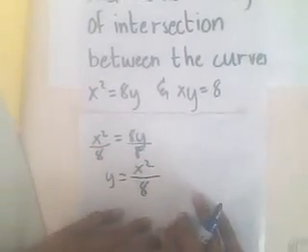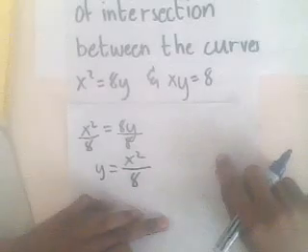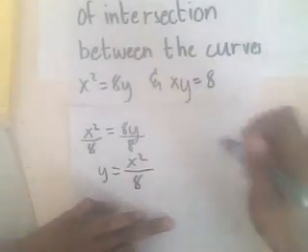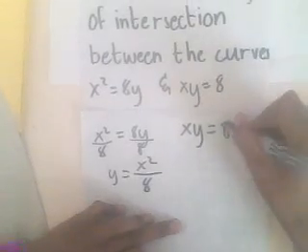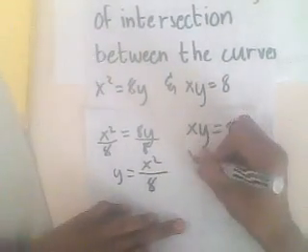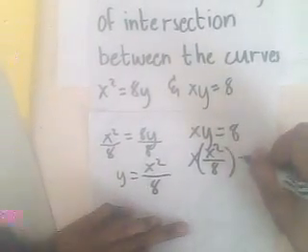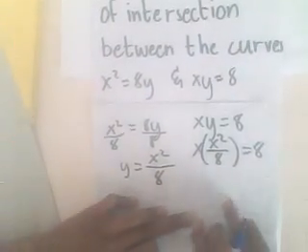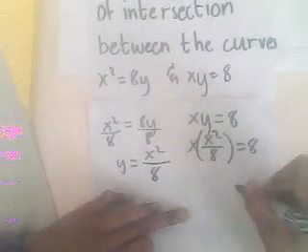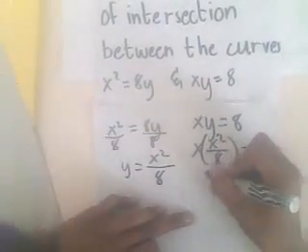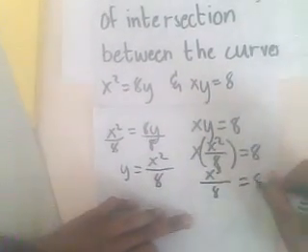Next, we will substitute the value of y into the second equation. Our second equation is x times y equals 8. The value of our y is x squared over 8, so x times x squared over 8 equals 8. Distribute the x to our value of y: x times x squared is x cubed over 8, equal to 8.